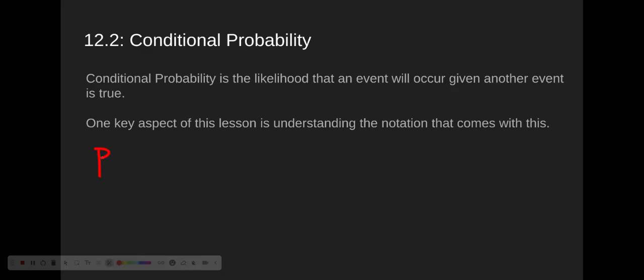So the probability of A happening given B is true or B has happened will be written like this: the probability of A given B. Okay, so that's the first thing you have to understand is how to write it.